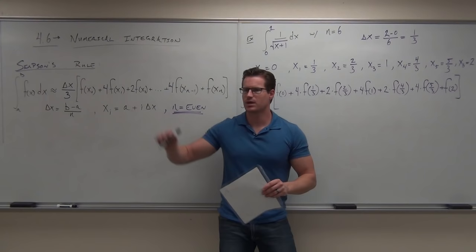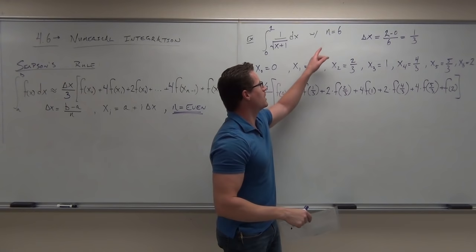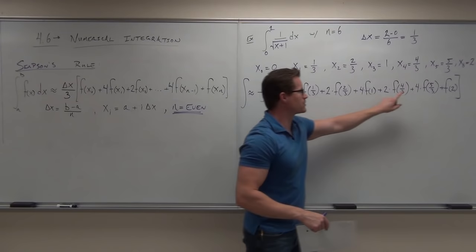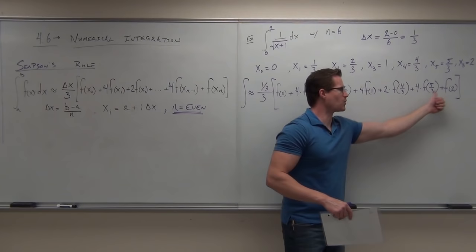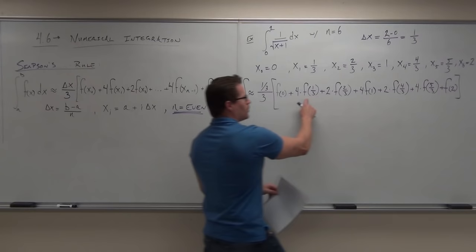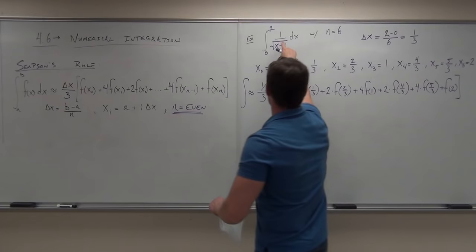Are you sure? Okay. And you can see, if I went to n equals 8, I'm going to have another 2 and another 4. If I went to 10, I'd have another 2 and another 4. It's always going to end with that 4 and then that last term without anything in front of it. So, what do we do with all these numbers? Plug them into what? The function. Yep, that right there. So this is going to be approximately 1/9.